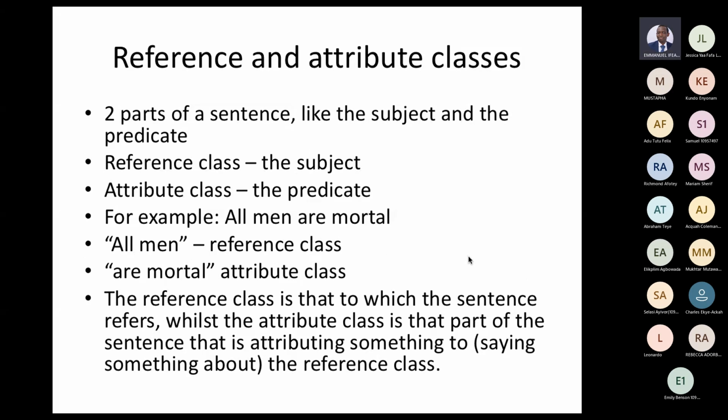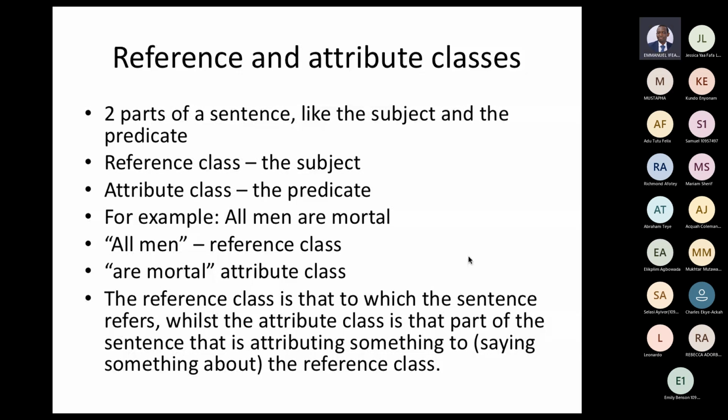Now, before we go into deductive reasoning, let us look at two parts of a sentence that are analogous to the subject and the predicate. When we are discussing arguments, we refer to two parts of the sentence, the reference class, which is just like the subject, and the attribute class, which is just like the predicate. Example, all men are mortal. All men will be the reference class, and are mortal will be the attribute class.